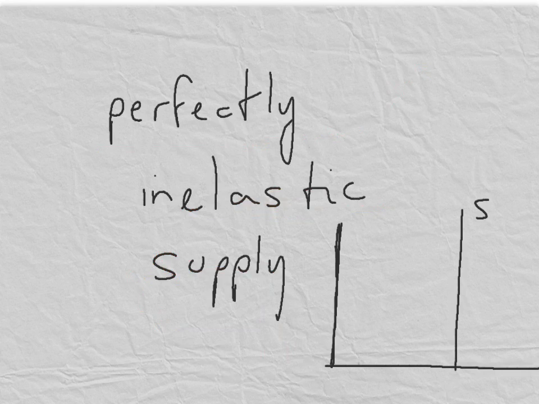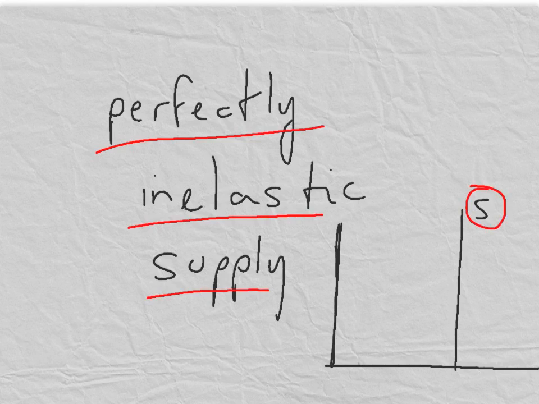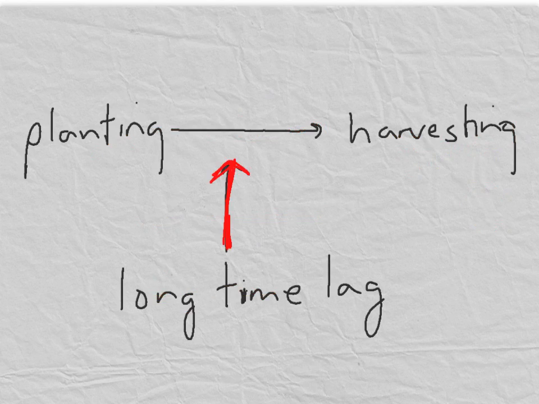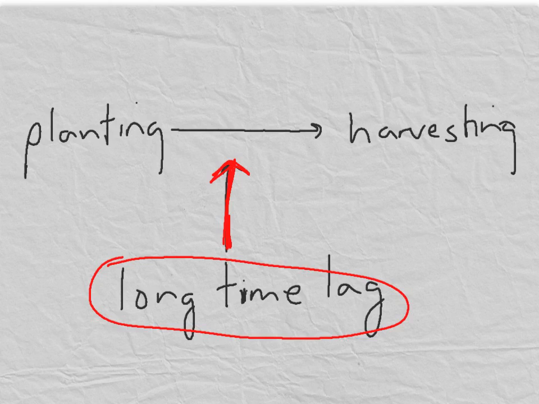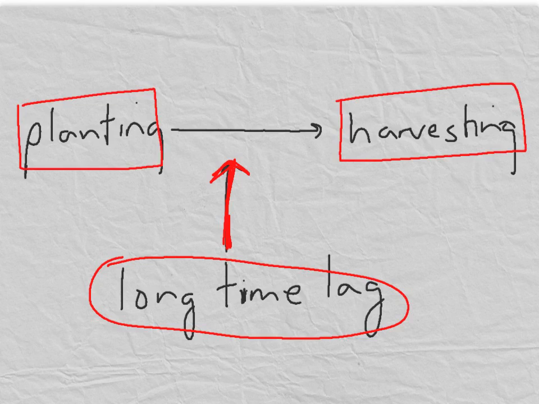The second thing about agricultural commodities is that they have what we call a perfectly inelastic supply. The supply curve of agricultural commodities is completely vertical. It is a vertical straight line. And the reason for this is because there is a long time gap, a long time lag between the time these crops are planted and the time they are taken out of the ground and sold, which is known as harvesting.